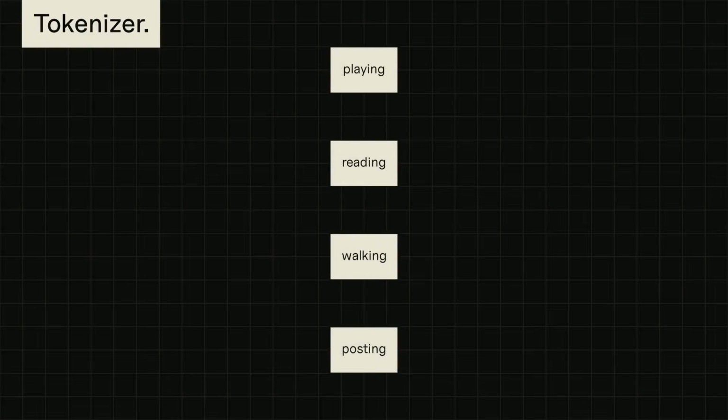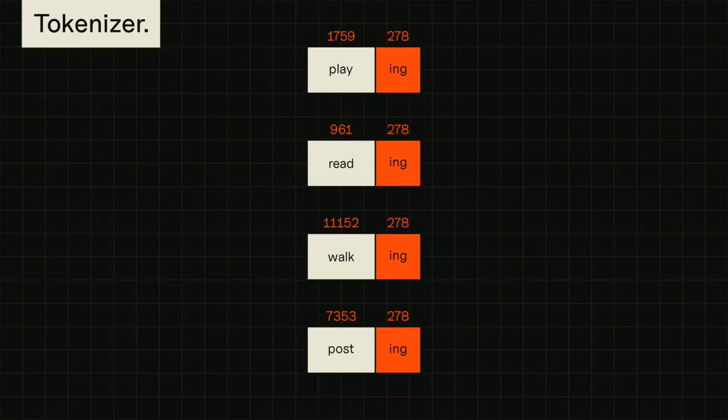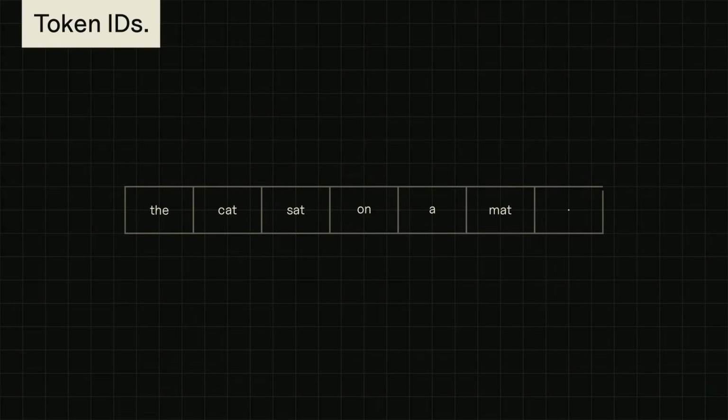Instead, we allow the tokenizer to reuse smaller pieces across many different words. For example, it might split playing into play and ing, allowing the same ing token to be reused in words like reading, walking, and many others, reinforcing the pattern into the model's vocabulary. After processing the entire dataset, the tokenizer produces a dictionary that maps every learned token to a unique integer ID. That would make the sentences look like this.